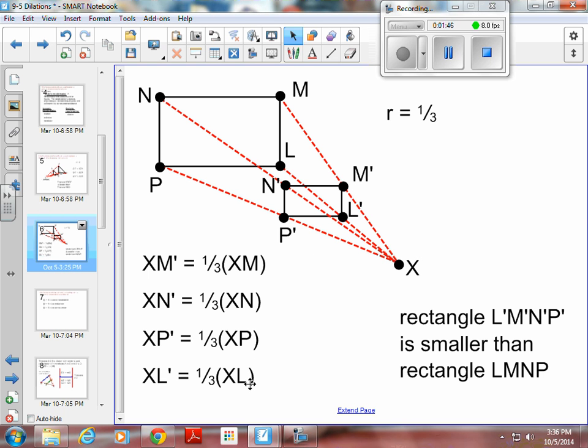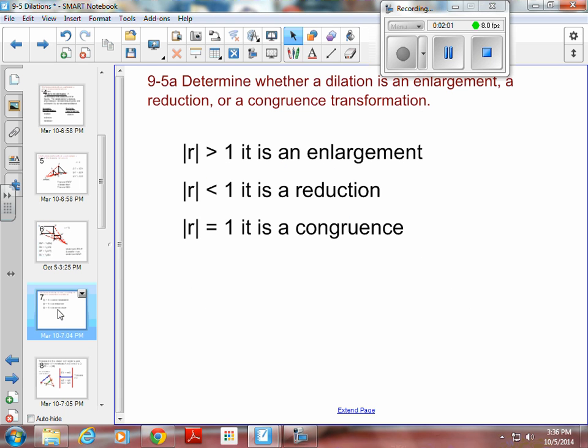And you can do that for all of the different segments, to all of the different vertices. When you do that, you find out that rectangle L prime, M prime, N prime, P prime is going to be smaller than the original pre-image. So my image is smaller than my pre-image. In general, if R is greater than 1, I have an enlargement. If R is less than 1, I have a reduction. And if R is equal to 1, multiplying by 1 does nothing, so I have a congruence. So there are all of my rules for scale factor.